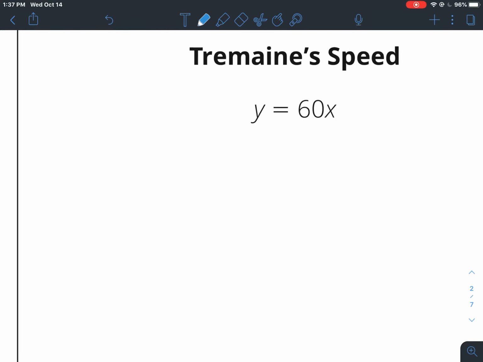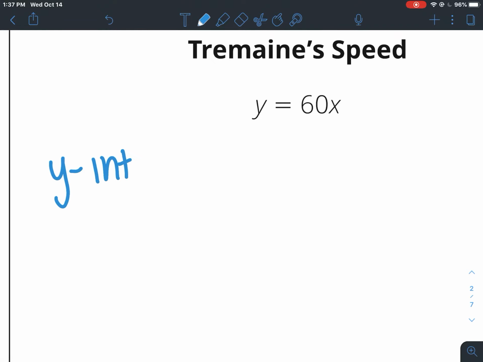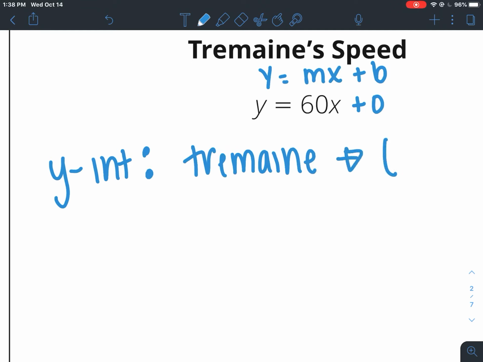So for Tremaine, let's do the y-intercept. Remember, we have y equals mx plus b. b is our y-intercept. Since there's nothing under the b value, we can assume it's plus 0, because plus 0 doesn't change anything. Just like if I want 2 plus 0, it's still 2. Okay, so Tremaine's y-intercept is 0, 0.